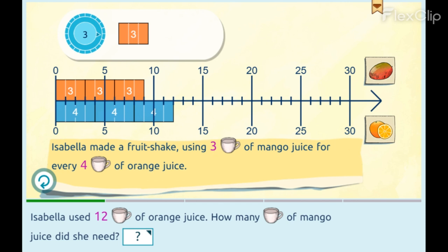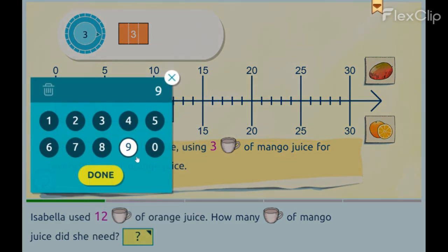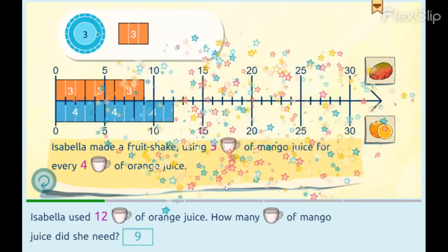And we got the question, how much mango juice did she use? She doesn't use 3 anymore. She uses already 9. That's right, 9. That's correct.